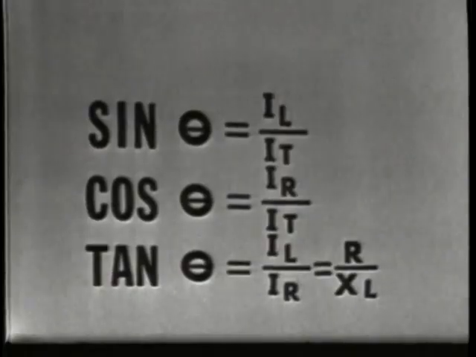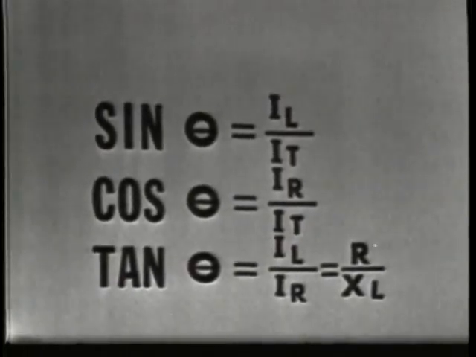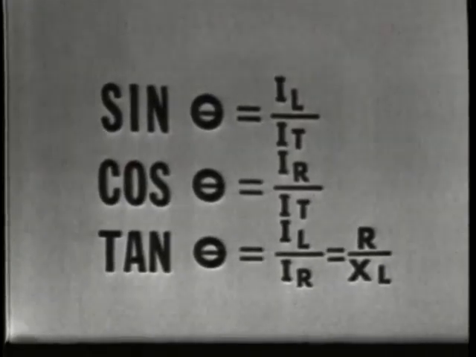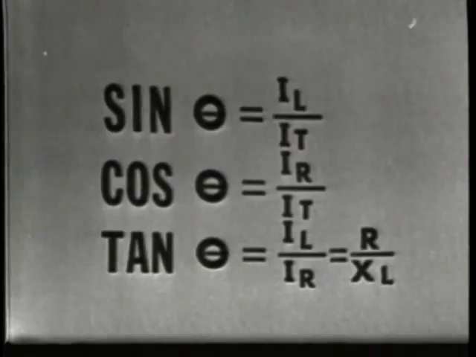The sine of angle theta is equal to IL over IT, the cosine is equal to IR over IT, and the tangent of angle theta is equal to IL over IR, or simply R over XL. Now, the trig function you use will be determined by what you want to find out about the circuit and what information you already have.